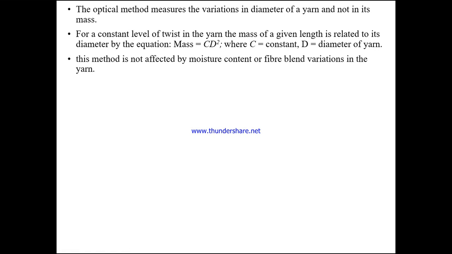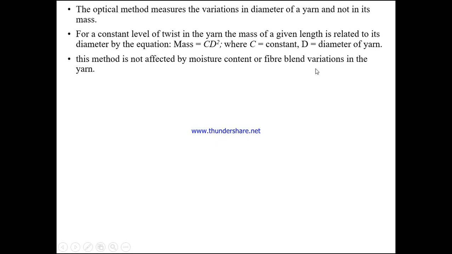So if one can measure the unevenness or variation due to the diameter, then from this formula one will be able to calculate the mass variation of the yarn. So this kind of formula can be used for prediction of mass variation of the yarn from the diameter variation of the yarn. This method is not affected by moisture content or fiber blend variation in the yarn.